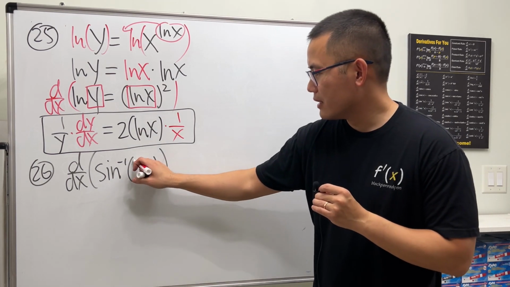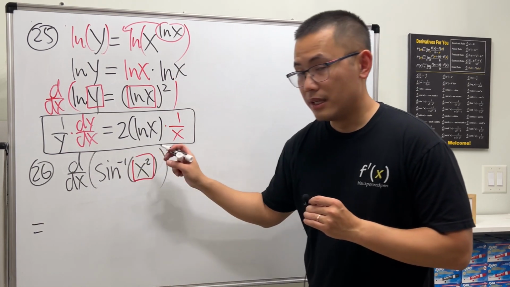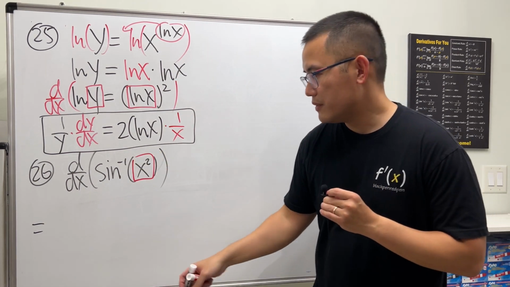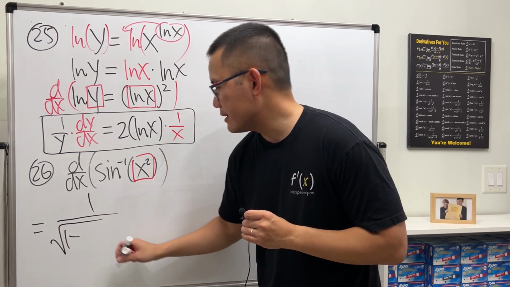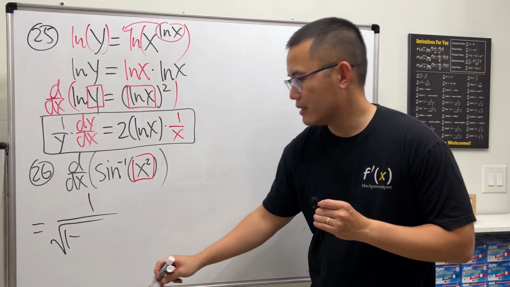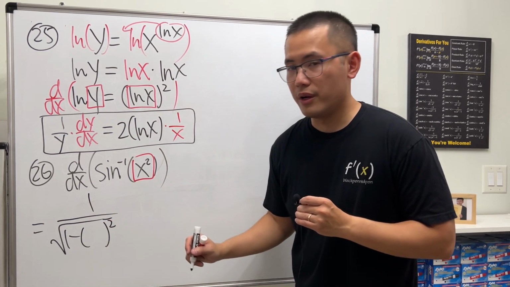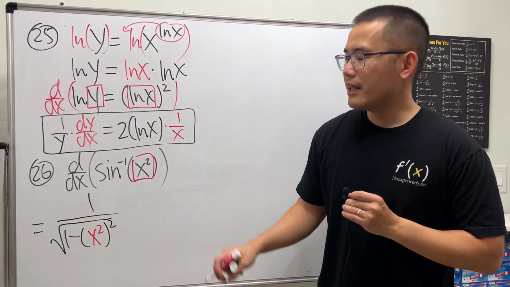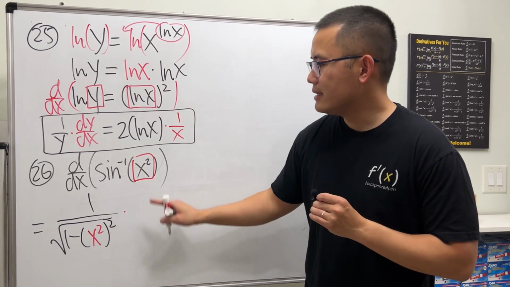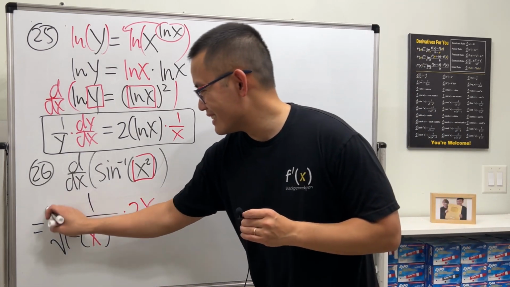Alright, number 26, inverse sine function. So here we have this right here for the box. And remember, when we have inverse sine function, the derivative is 1 over square root of 1 minus the box square. So let me put down parentheses first. So it's a box square. And the box is x squared, so let's put that down right here. Now, multiply by the derivative of the box, which is just a 2x. So it's just like that.